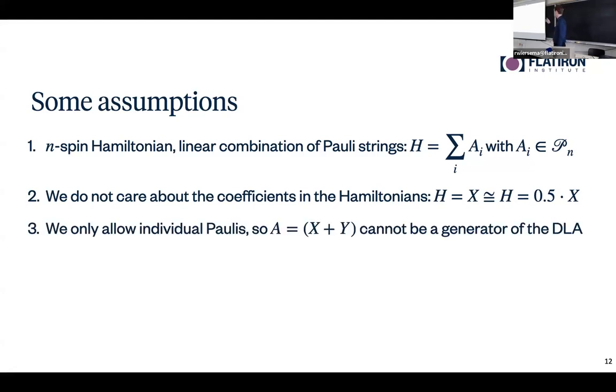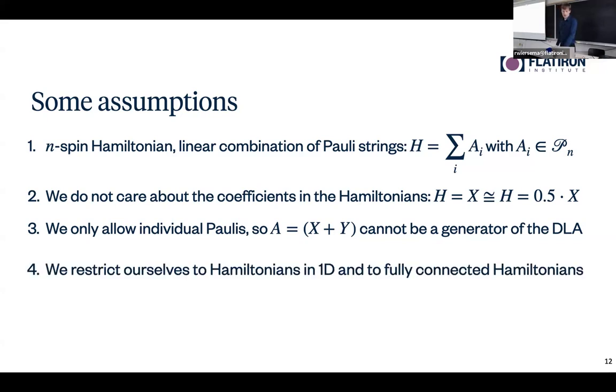Okay, so this is to your point. We only allow these individual Paulis and not linear combinations. The reason for that is that the Paulis form an orthonormal basis for all Hermitian matrices, and that makes the math much easier. If you allow for stuff like this, then the space of possibilities just completely explodes and you basically cannot do anything.